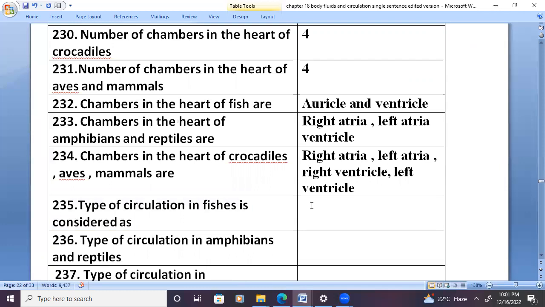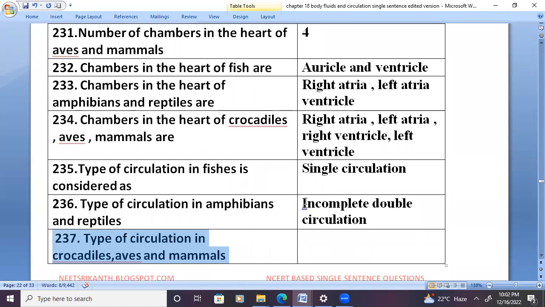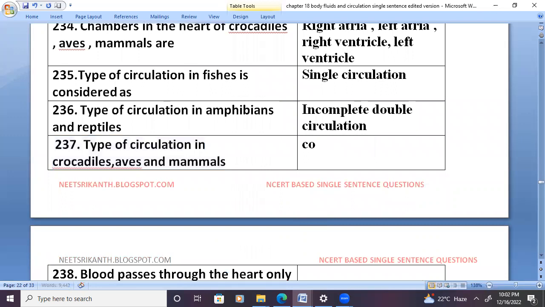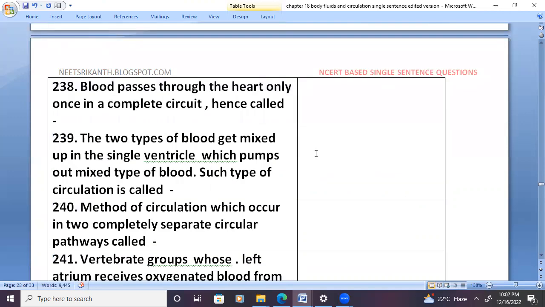The type of circulation in fishes is single circulation. The type of circulation in amphibians and reptiles is incomplete double circulation. The type of circulation in crocodiles, birds, and mammals is complete double circulation. In single circulation, blood passes through the heart only once in a complete circuit. In incomplete double circulation, two types of blood get mixed in a single ventricle, which pumps out mixed blood.